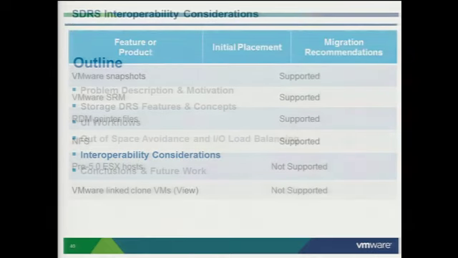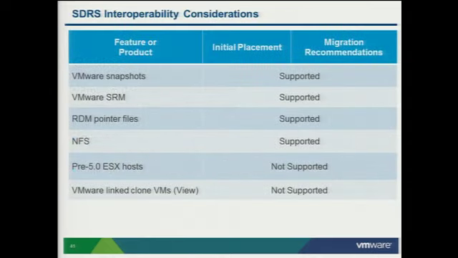So, for interoperability, I have three slides. Each slide will list a product or a feature you may use in your environment, and then there'll be two columns for each of those rows that list that product or feature. One column will be whether we support Storage DRS with respect to placement of a virtual disk on a data store and a data store cluster and that feature together.